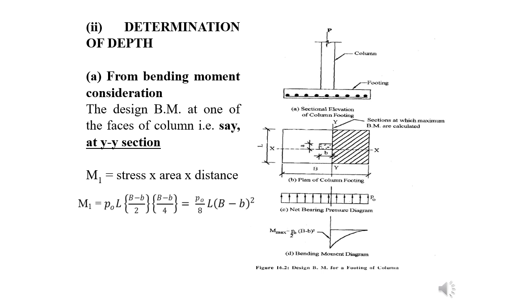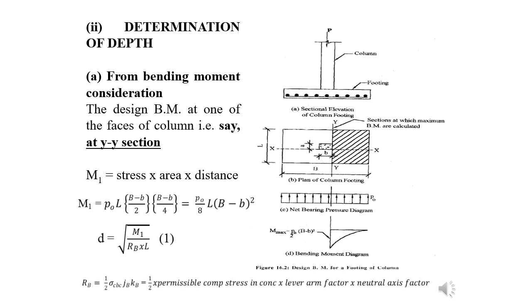PO by 8 into L into this. So this is also wrong here, you can see. This also you have to write. This value will come here, the maximum bending moment, right? Yesterday also I told you D is nothing but the thickness of the footing, or it is also called the depth of the footing. So D equals M1 by RB into L. RB is the resisting bending moment, L is the length.